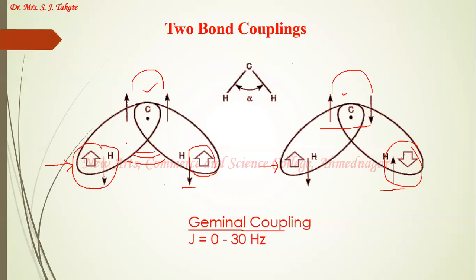During this small time period and partial overlap, one electron comes to know that the second electron has its spin parallel or anti-parallel to it. It senses the anti-parallel and parallel orientation of the electrons present in the neighboring orbital, and that results in a high energy or low energy situation.